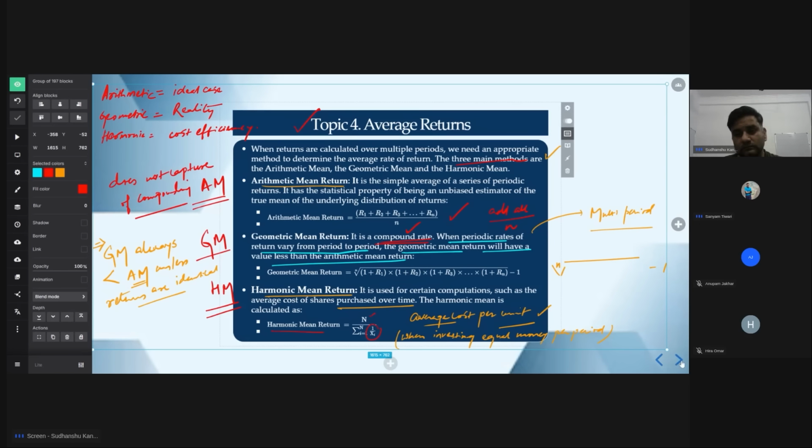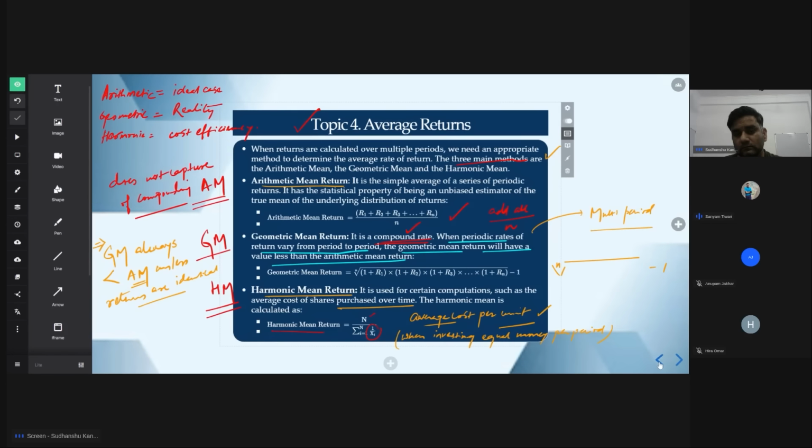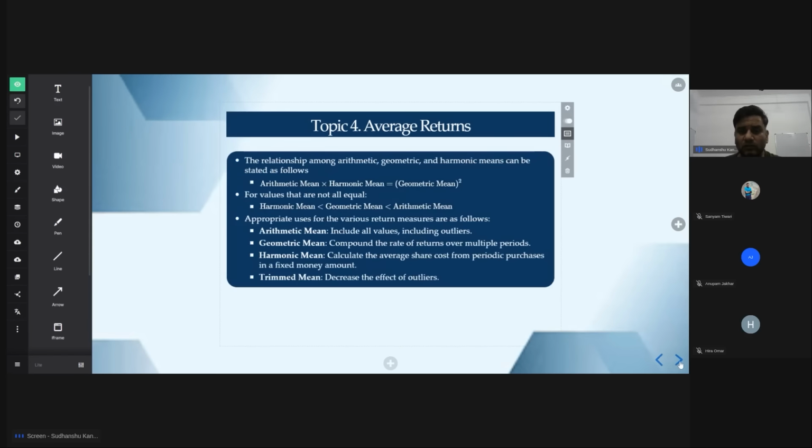Sir, average cost per unit, does that actually mean same investment class or different investment classes? No, no. Same investment in different tranches, right? Let's say you are investing the same amount three times or four times. So that's the harmonic mean, right? Let's do the question, you will understand.